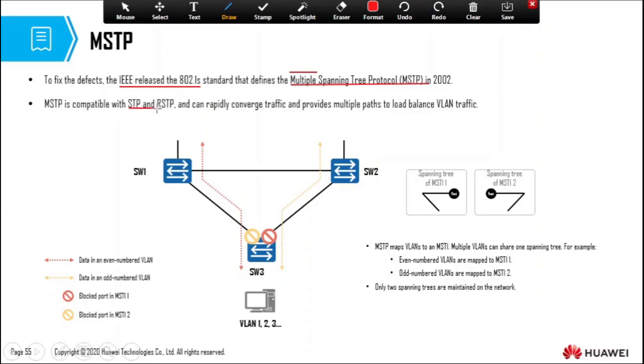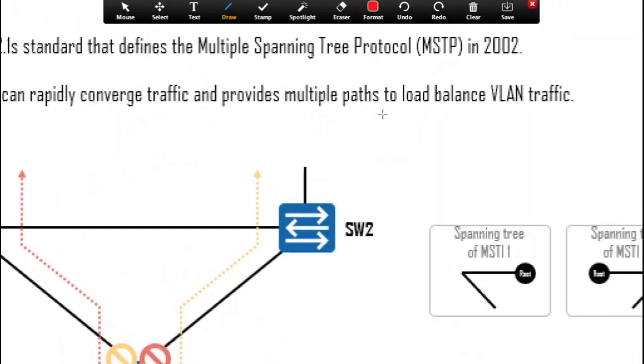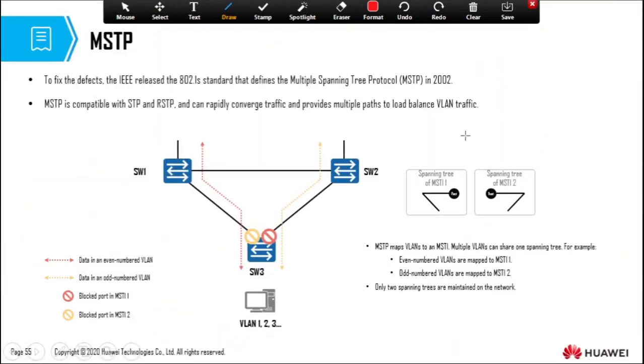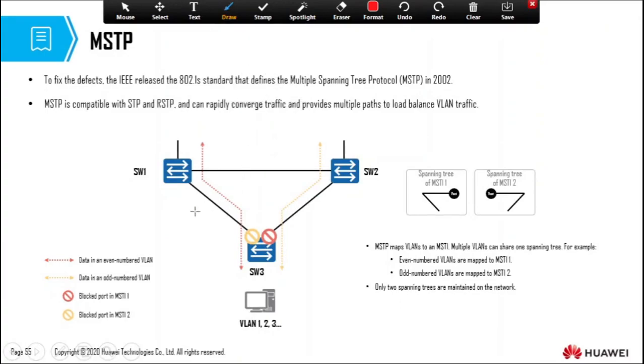Then VLANs can share those spanning trees. MSTP is also backward compatible with STP and RSTP, can rapidly converge, and provides multiple paths to load balance VLAN traffic. So how does it work? I know these diagrams are a little bit hard to work with. Okay, so how it works is this.